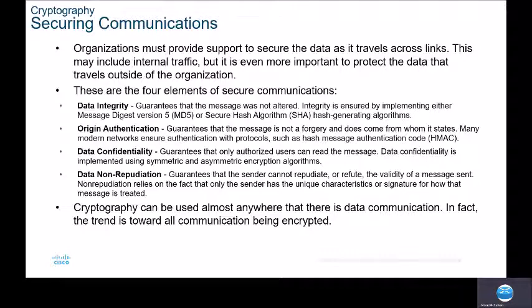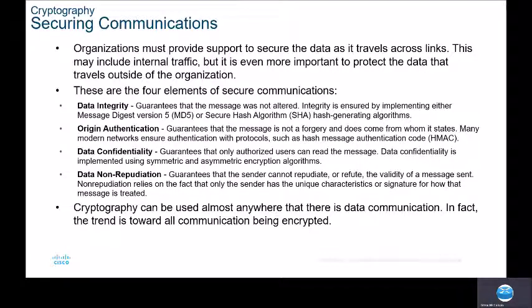Data integrity guarantees that the message was not altered. Integrity is ensured by implementing either Message Digest version 5 (MD5) or SHA hash generating algorithms. Origin authentication guarantees that the message is not a forgery and does come from who it states. Many modern networks ensure authentication with protocols such as Hash-based Message Authentication Code, or HMAC.